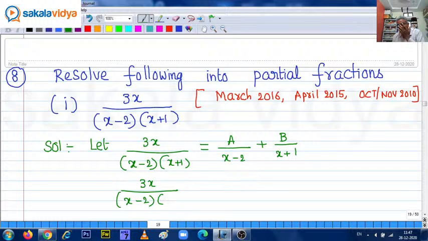Partial fractions means splitting of a proper fraction into two or more proper fractions is called partial fractions. Already discussed in the chapter. After completion of this session, offline, watch the video once again. x minus 2 into x plus 1 equals to, here the LCM is x minus 2 multiplied by x plus 1.